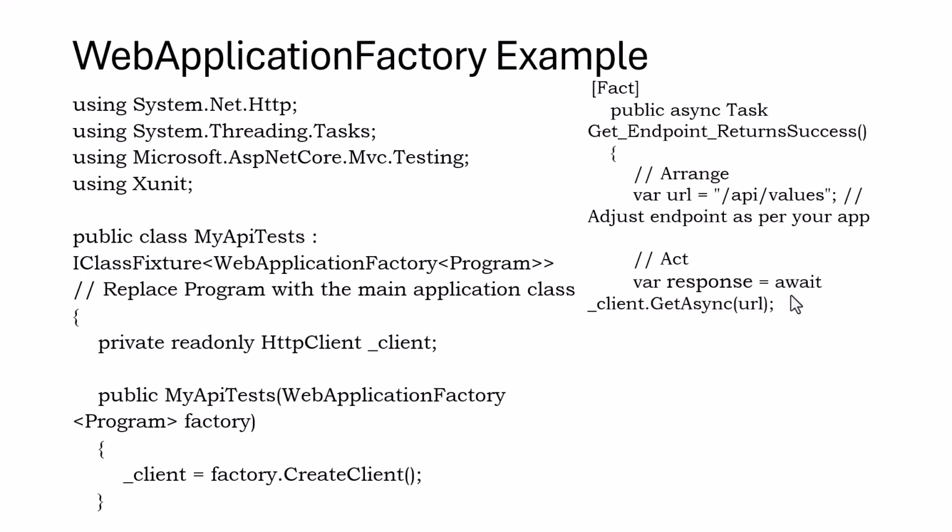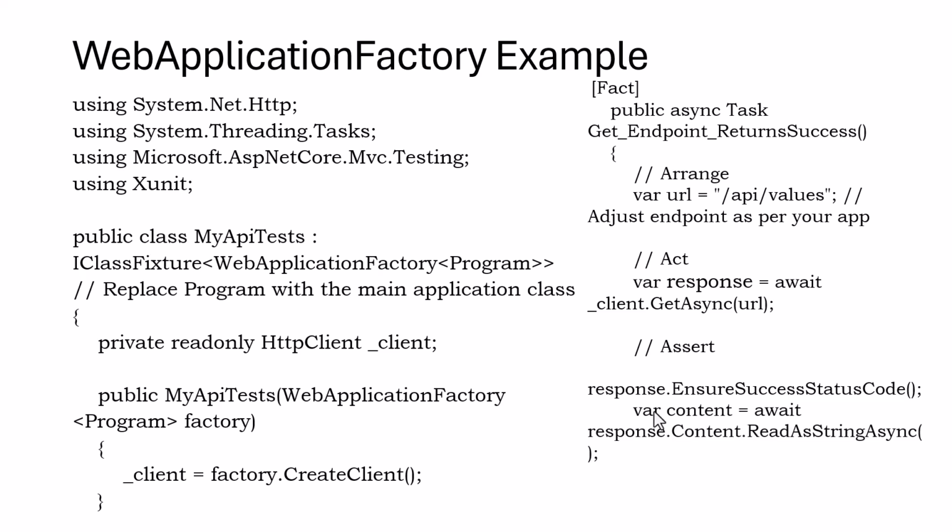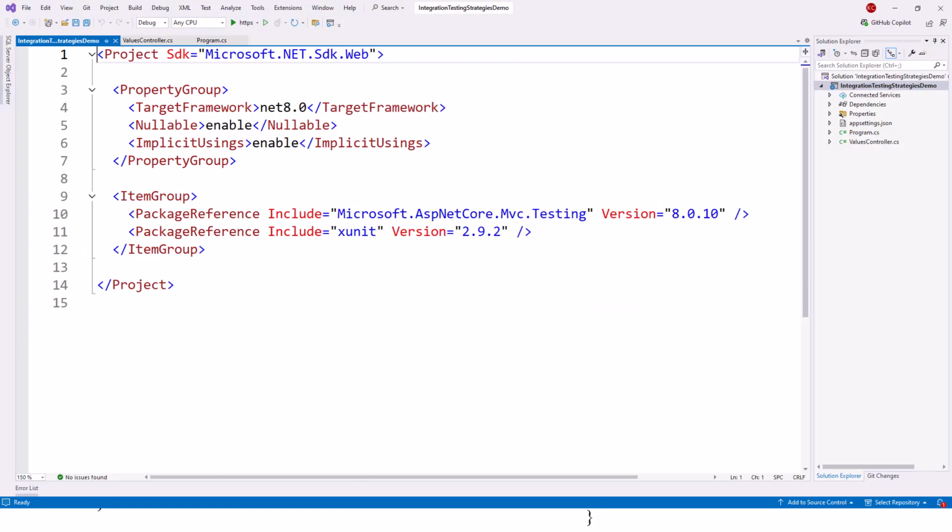Var response = await client.GetAsync(url), using this HttpClient, and assert response.EnsureSuccessStatusCode, and then content is await response.Content.ReadAsStringAsync. So put it in the content variable and then Assert.NotNull(content). If the content is not null, the test will pass. So we'll switch over to our good old project and create this file.